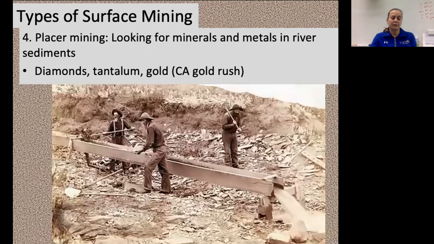The fourth kind of surface mining is what we think of when we think of the gold rush. It's what's called placer mining. So what that is simply looking in river sediment to see if there are ores, minerals, or metals that have been removed from underground by the movement of water.